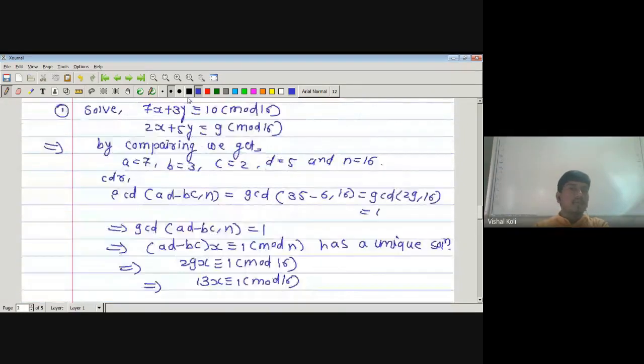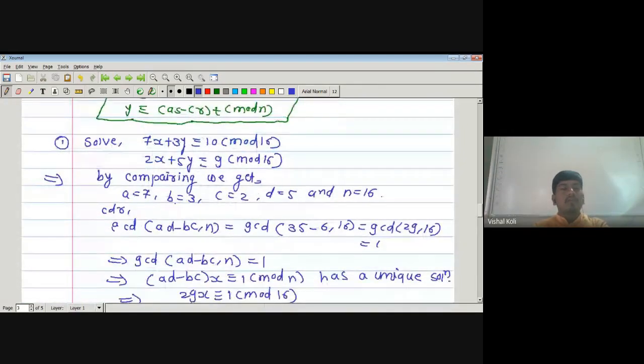That is, just we have to multiply equation 1 by d, that is 5, and equation 2 by b. Then we get the value of x, and after that we have to multiply equation 1 by c, that is 2, and equation 2 by a, which is 7. Then we get the value of y.